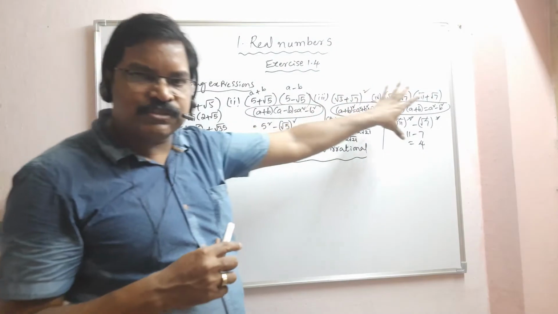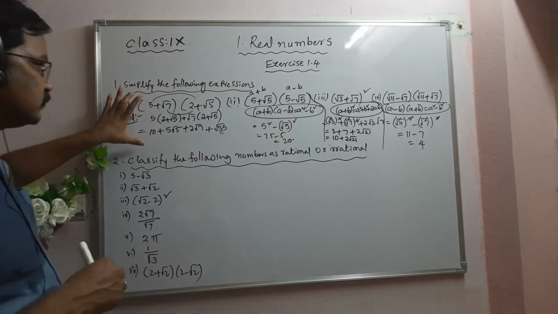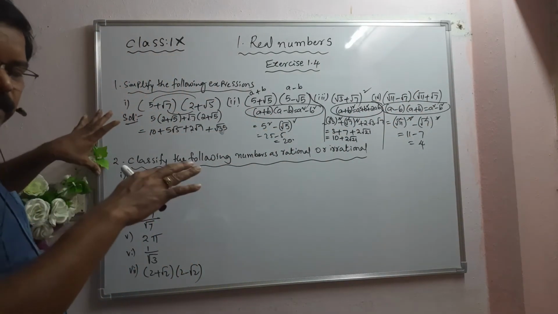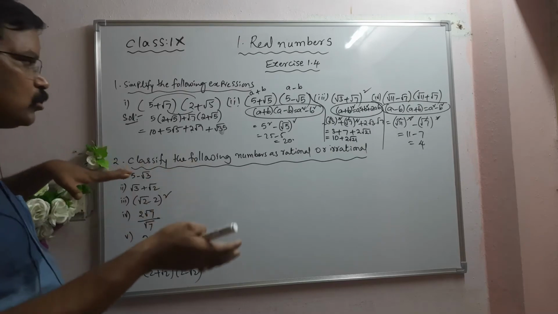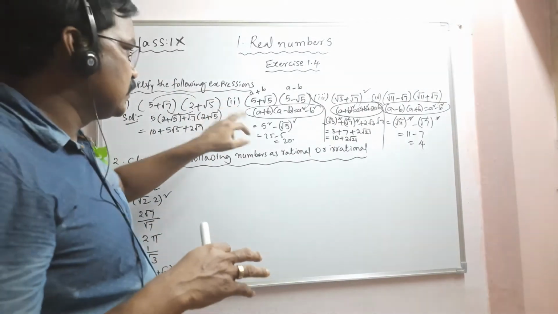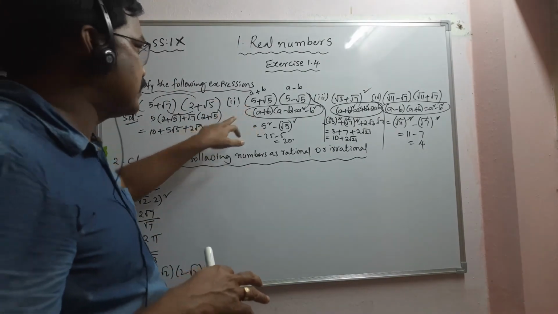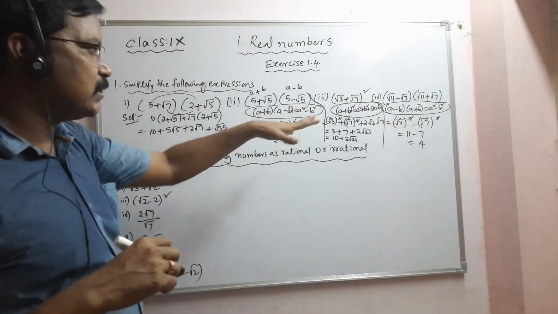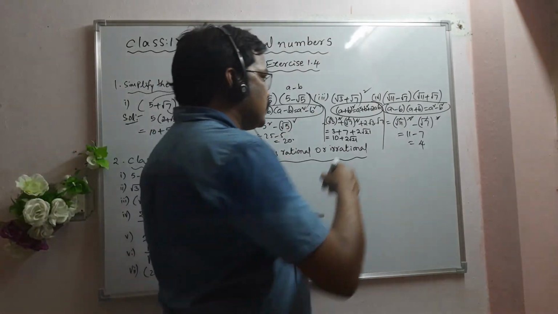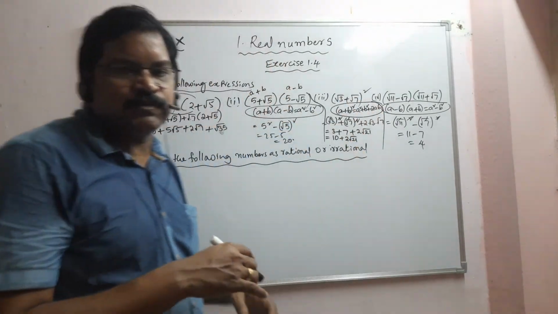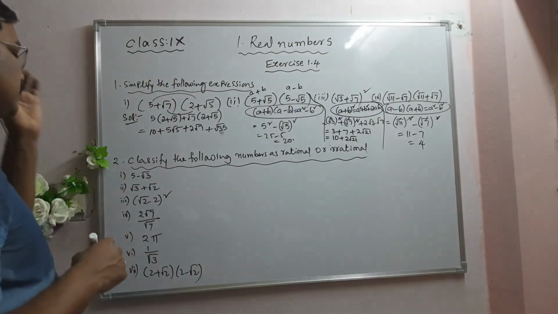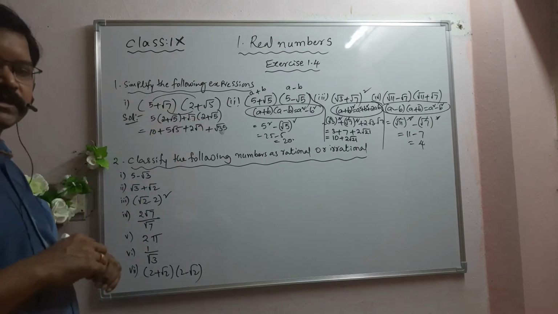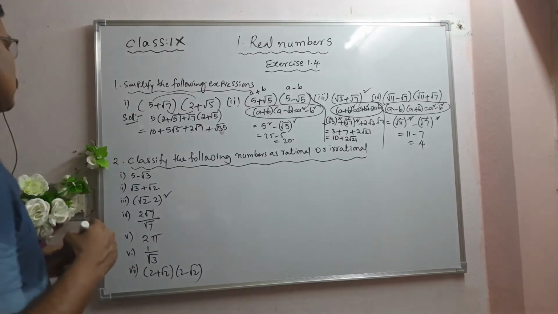Understand, children, this first set? Here just multiplication. How you multiplied the polynomials like that in the first sum. Here we used a plus b times a minus b, a square minus b square formula. Here also same for the second and fourth sum. Coming to the third sum, we used a plus b whole square. Just we expanded that. Here, classify the following numbers as rational or irrational.